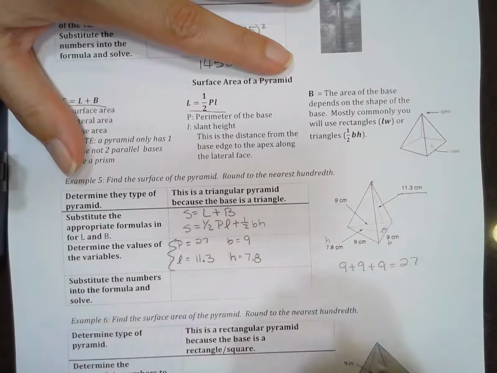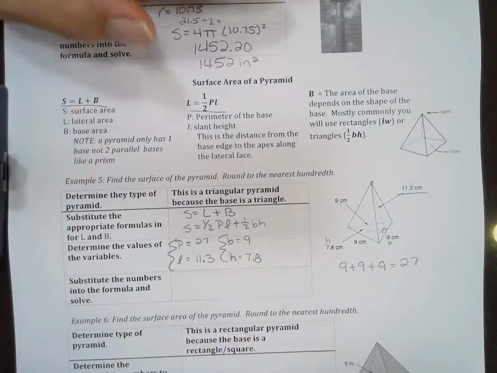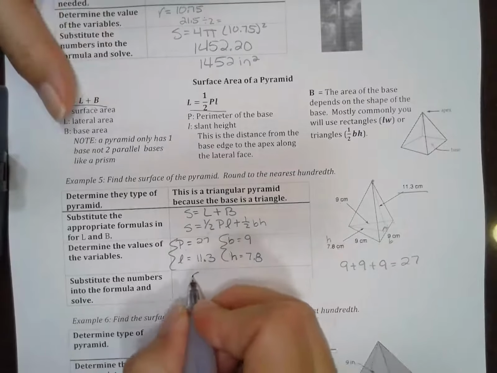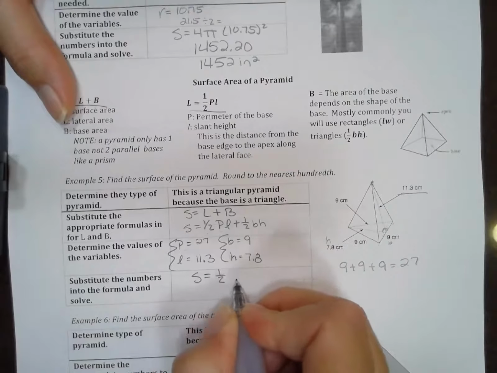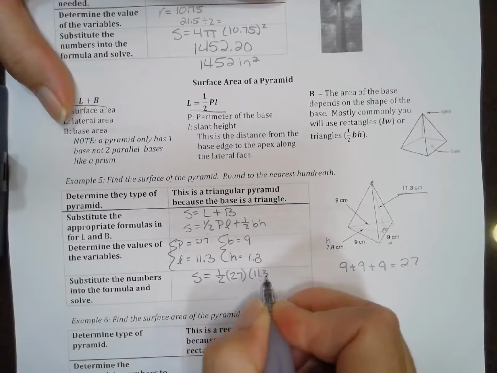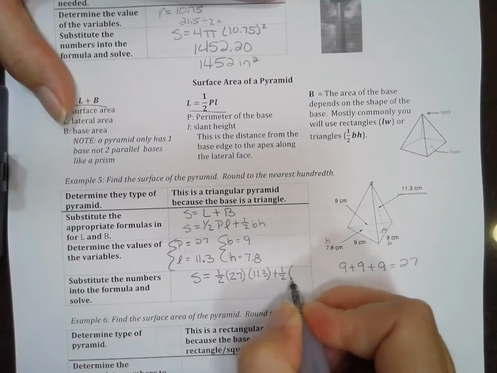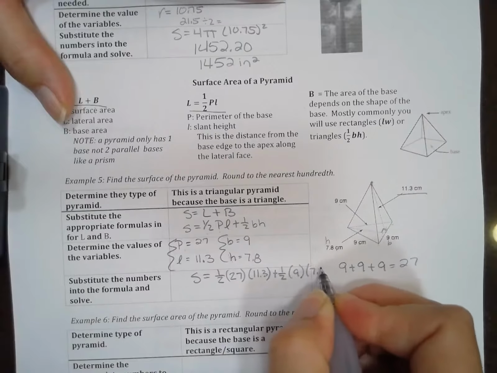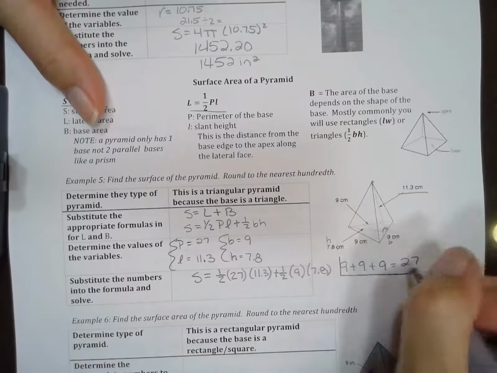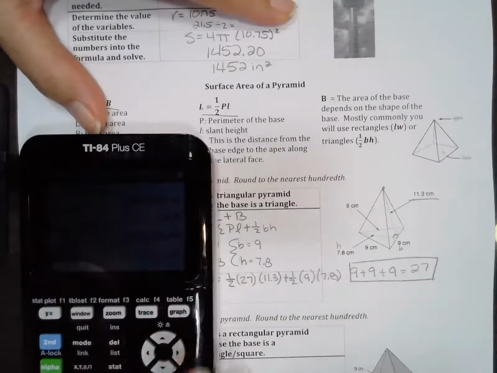So the perimeter of the base and the slant height go together. The little b base and this height go together. So we're going to plug all these numbers in. The surface area equals 1/2 the perimeter of the base times the slant height of the pyramid plus 1/2 the base of the triangle times the height of the triangle. I'm going to put a box around that so we don't accidentally think it goes with our formula. And then I'm going to plug all of that in.